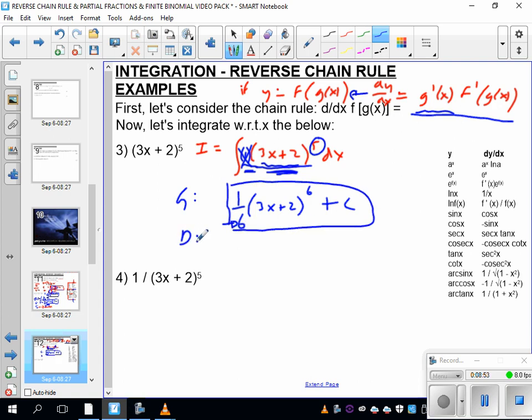So chain rule, the 6 would come down, so that cancels the 1 over 6. That's perfect. So that's 3x plus 2 to the 5 now. And then we would differentiate the inside and a 3 would pop out. So actually I've got 3 too many than what I needed. So I need to divide by the 3 as well. So when I adjust, I'm not dividing just by 6 anymore. I'm dividing by 6 times 3. So 1 over 18, 3x plus 2 to the power of 6, plus c.